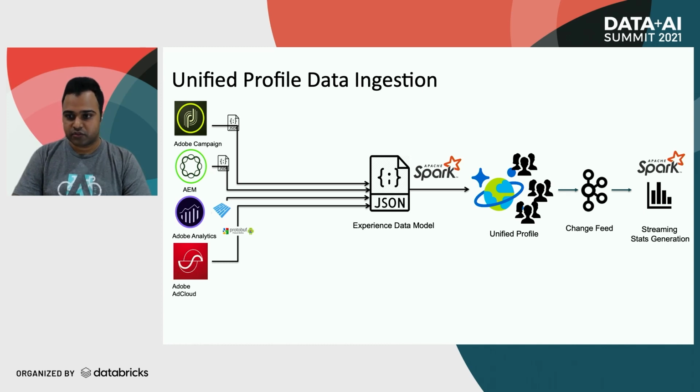What happens after this is any mutations that happen to the unified profile get fed into the fire hose, that is the change feed, a Kafka topic, to keep track of the logical changes made to the entities. And then this is consumed by various downstream applications like statistic generation, etc. Again, Spark all the way, and Kafka providing the transport layer.